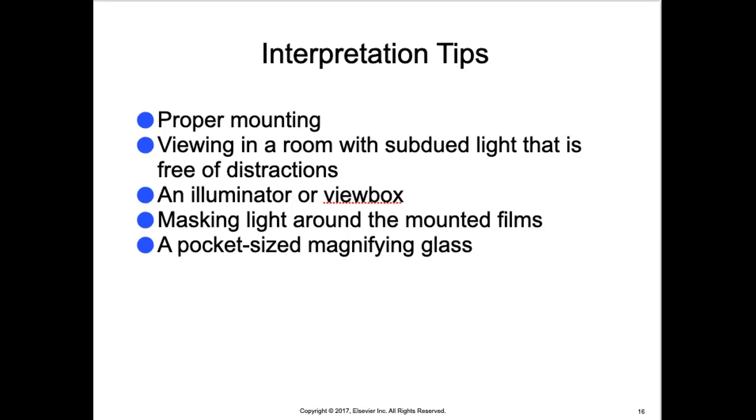If you are using film, an illuminator or view box should be used. And you want to make sure that the light around the mounted films is masked. This is why it's better to use some type of opaque mount rather than a clear mount, just because light will go through a clear mount and might cause a distraction. And of course, if you're using films, a pocket-sized magnifying glass can be helpful.